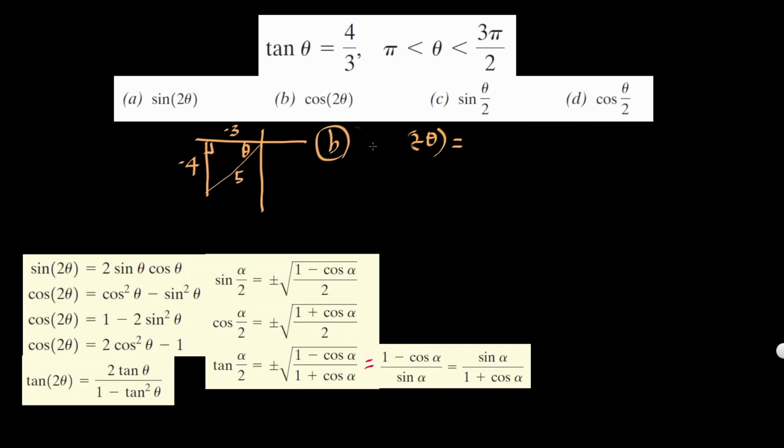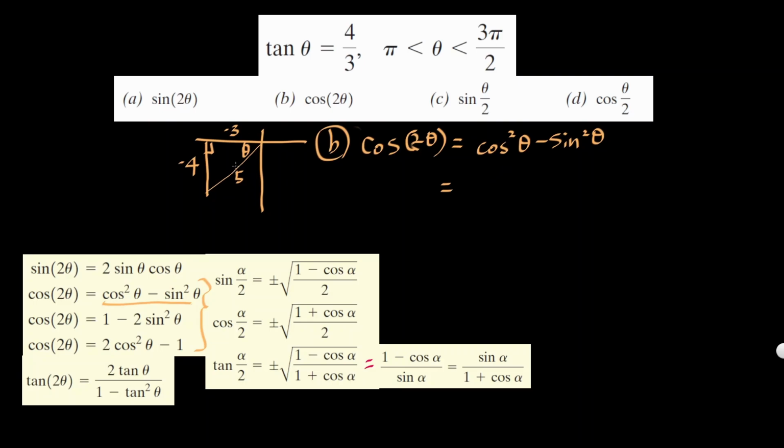So part B is going to be cosine 2 theta. We're going to use any one of these three. Let me see, what should we use? We just used the second one for the earlier example. Let's just use the first one here, cosine squared minus sine squared. So cosine squared theta minus sine squared theta.